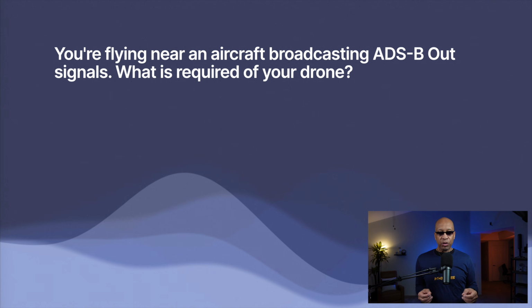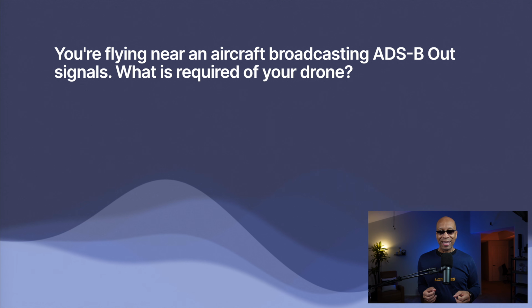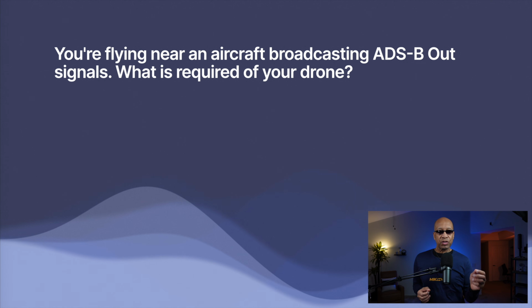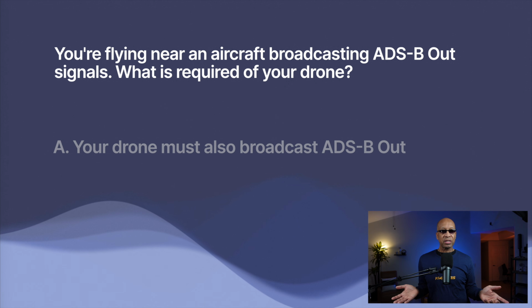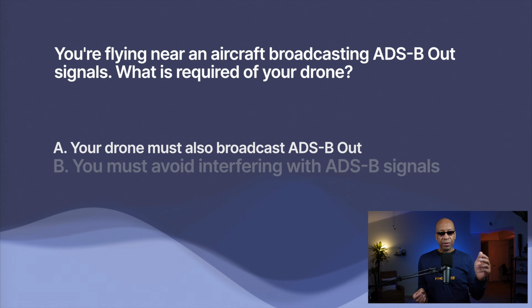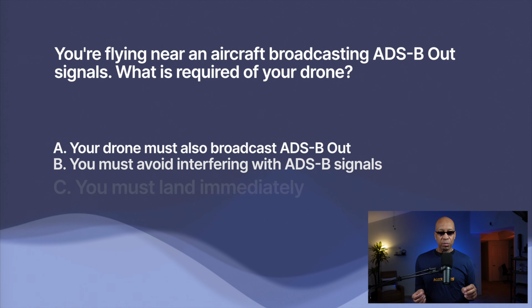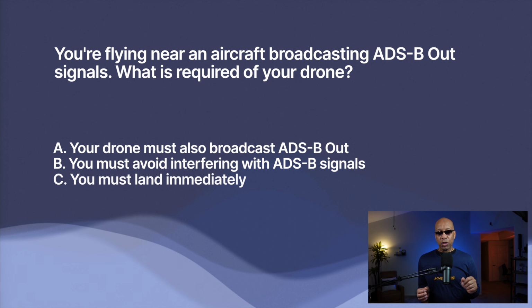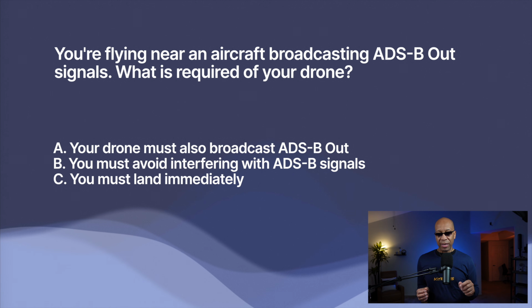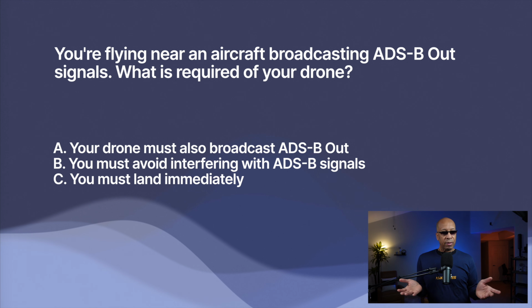Here's the question. You're flying near an aircraft broadcasting ADS-B out signals. What is required of your drone? What kind of trick question is that? Can you believe it? So here are the answers. A, your drone must also broadcast ADS-B out. B, you must avoid interference with ADS-B signals. Or C, you must land immediately. Now, honestly, would you know that answer? The correct answer for this will be B.